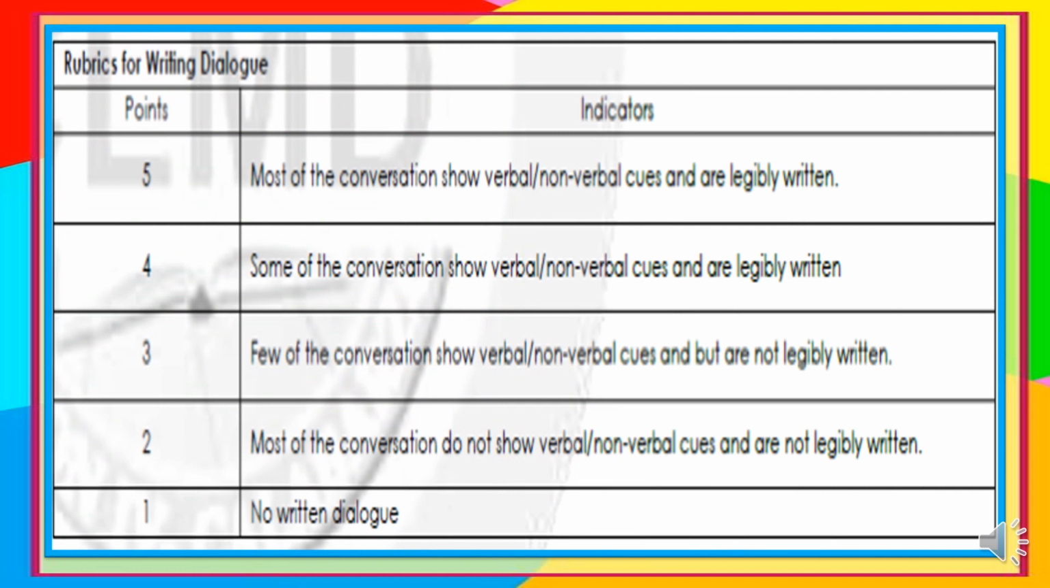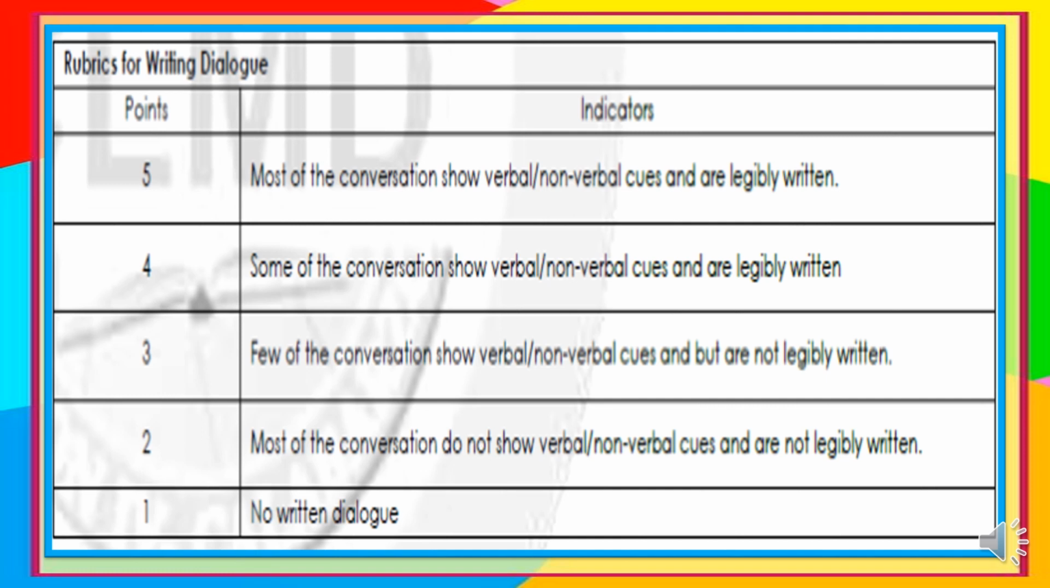And here is the rubric for writing a dialogue. So you have there the indicators and the points. You will get 5 points if most of the conversations show verbal and nonverbal cues and are legibly written. And you will get 4 points if some of the conversations show verbal and nonverbal cues and are legibly written. And you will get 3 points if few of the conversations show verbal and nonverbal cues but are not legibly written.